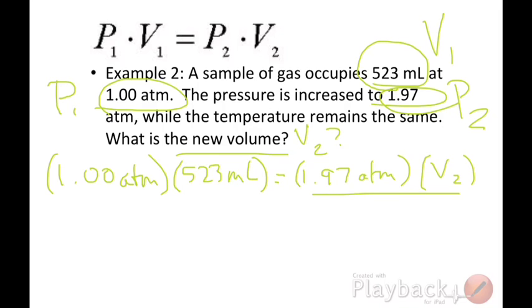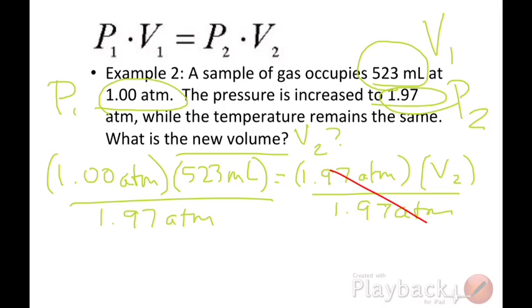of our inverse relationship. So let's go ahead and divide by the 1.97 atmospheres on both sides of the equal sign. This is going to cross off there. We get V2 by itself, great. And then we can cross off atmosphere units, and then we're going to have to use our calculator here. And we go ahead and get 265.5.